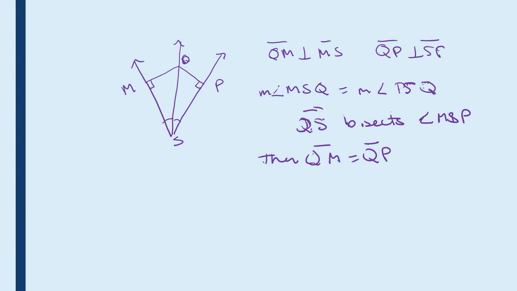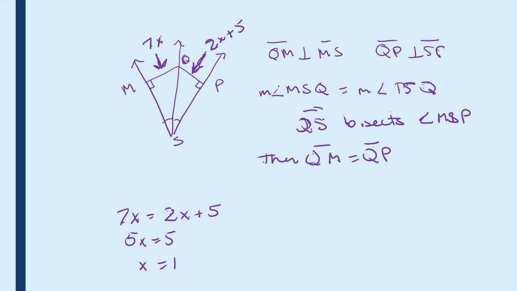equals QP. So if I again say that QP equals 2x plus 5, and if I know that this side equals 7x, I can solve for x by saying 7x equals 2x plus 5, and 5x equals 5, so x equals 1. Right, so that's it. We'll do a little bit more of this in class, but write down the theorems, get a good idea of what they mean, and that's it.